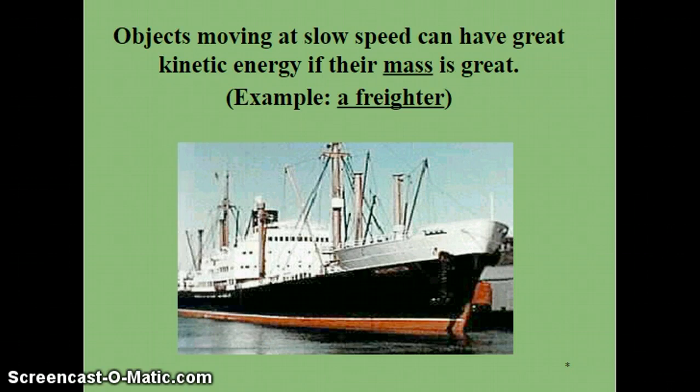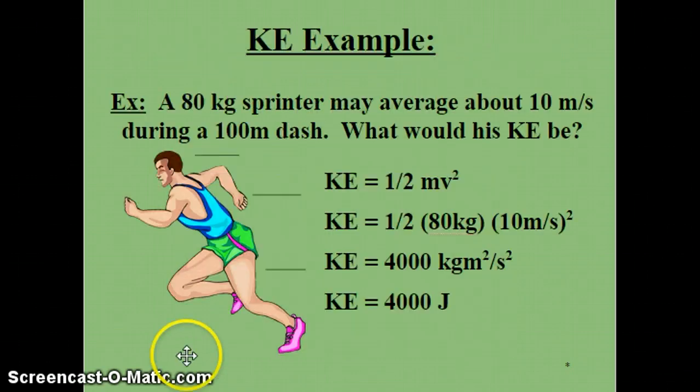All right. A numerical example of calculating kinetic energy. Here, a person, an 80 kilogram sprinter, moving at a speed of 10 meters per second. What would his kinetic energy be? Notice here the 100 meter dash is just extra information, right? That doesn't tell you how fast he's moving, right? Doesn't tell you the mass of the person. So that's just extra info.